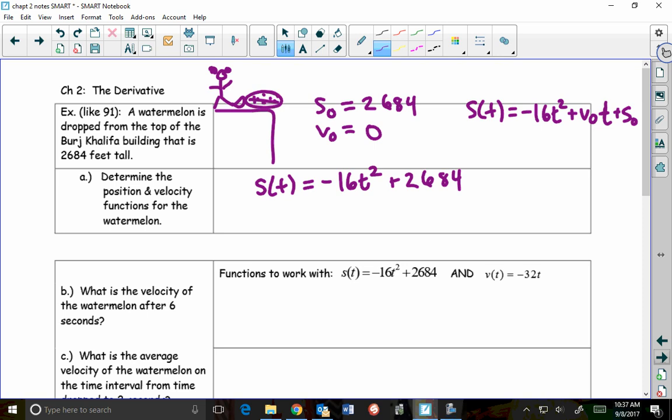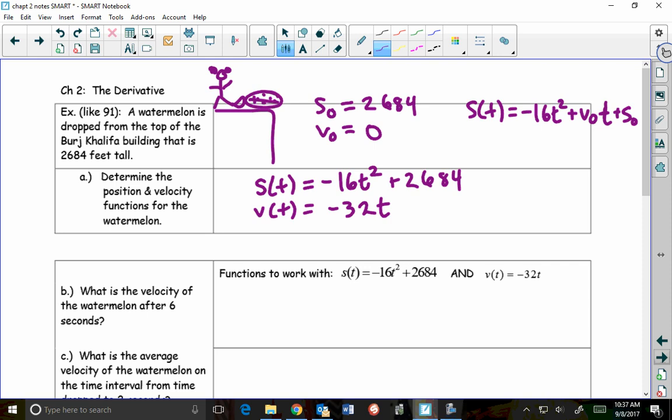Let's find our velocity. How do I find the velocity if I know the position? That's average velocity. If I just want velocity, I take the derivative. That's S prime of t. 2 comes down, negative 16, woohoo, right? t, that's just a number, so it's 0.